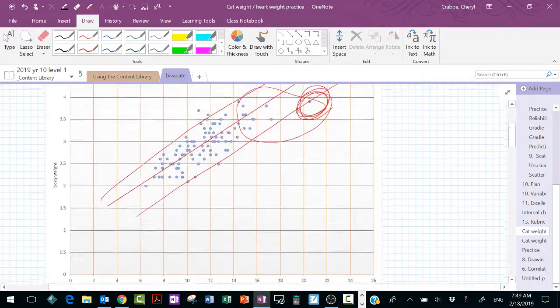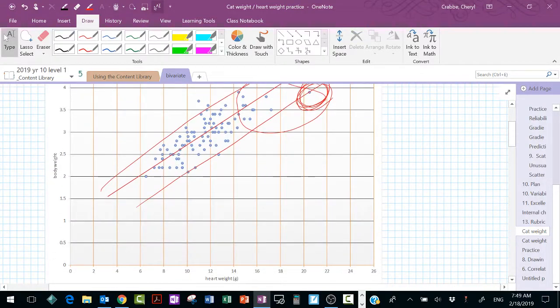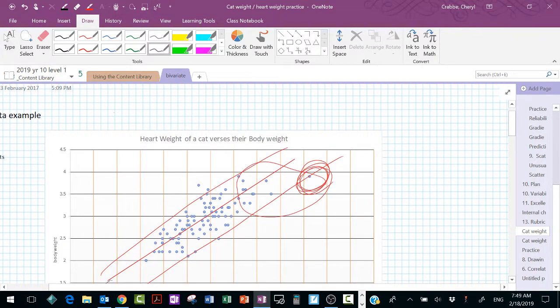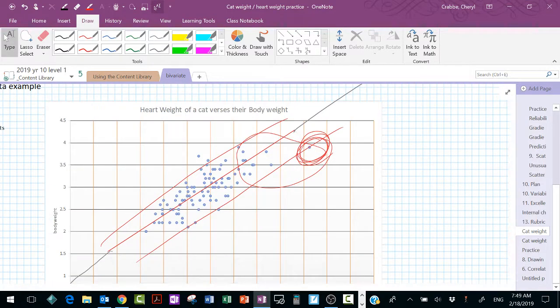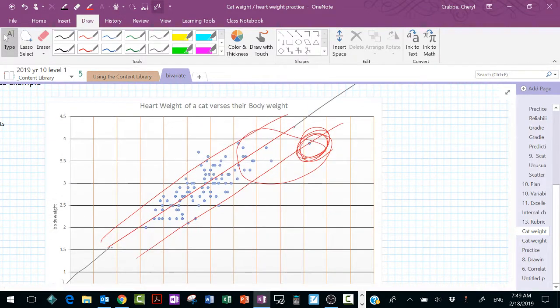Also, there's limitations with the model because as we extend the line, as we extend our trend line, we start to get into negative areas, and you can't have an infinite heart weight for a cat. I mean, probably in grams, there would be a limit as to how big a heart a cat can have. So extending the line is a bit of an issue. So you can talk about those kinds of things.